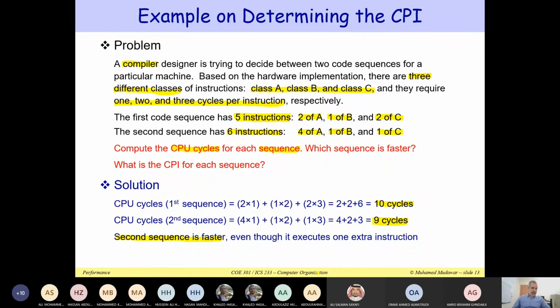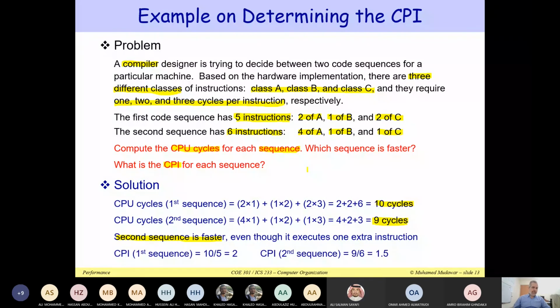What is the CPI for each sequence? Can you tell me the CPI for the first sequence? Somebody can answer? 2. How did you calculate this? Number of cycles over total number of instructions. How many instructions do we have? 5. So 10 divided by 5 gives 2. For the second one? 9/6. Yes, which is 1.5.